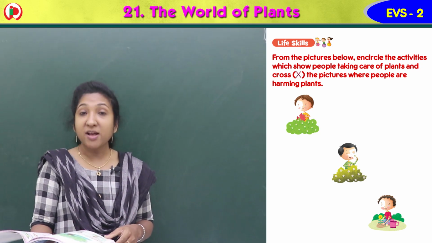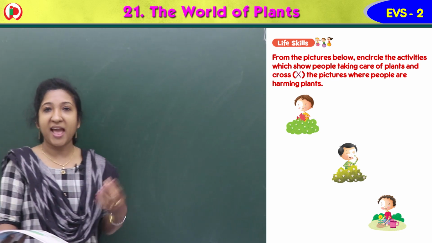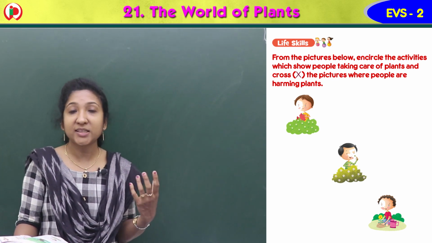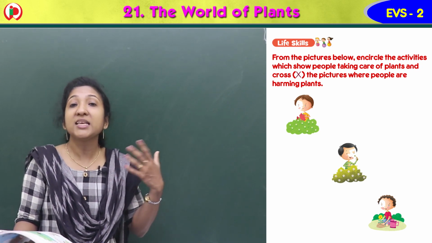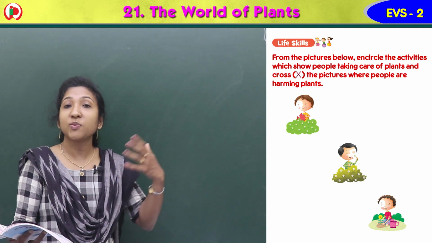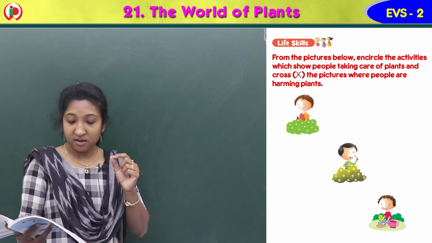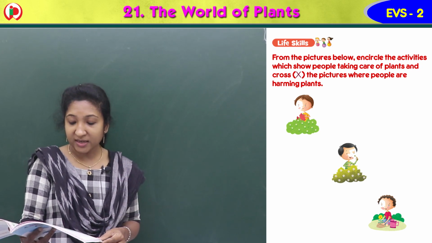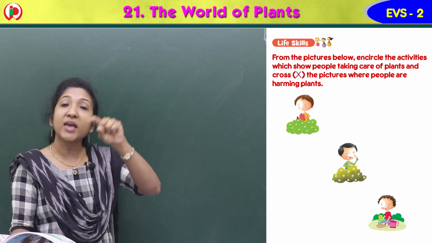Okay? Yes, the first image. See the first image. A child is watering the plants. He is doing such a good thing. So it means that he is taking care of plants. That's why he is watering it. So it is a good thing that the child is doing. That activity means the child is taking care of plants. So you can circle it.